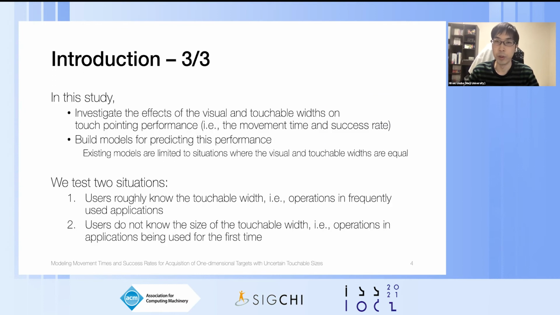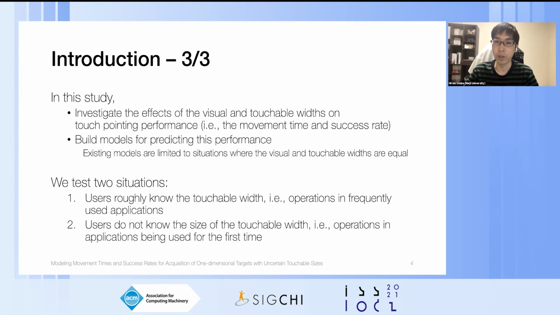In this study, we investigate the effects of the visual and touchable width on touch pointing performance and build models for predicting this performance. Existing models are limited to situations where the visual and touchable width are equal. The objective of this study is to address this limitation. We test two situations. One is when users roughly know the touchable width, and the other is when users do not know the size of the touchable width.